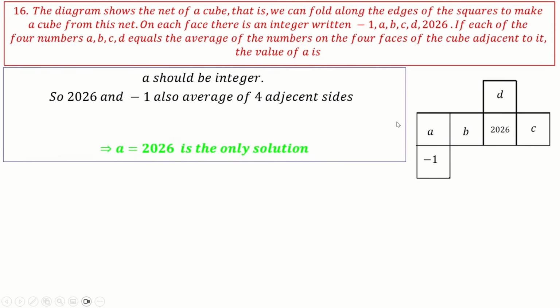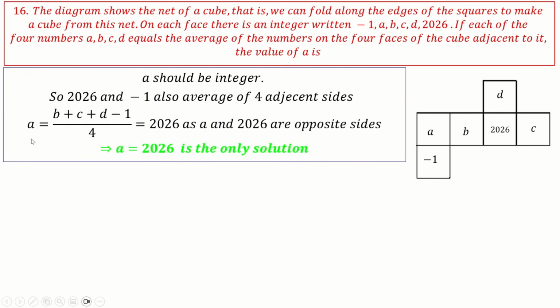So D can be some other value, but you have to assume A and 2026 are equal. Only then you get the answer for A actually. Okay. This information is not given, but it does not mean that both are not equal. Correct? So that is how we should take the extra information from this question, and then you can solve the problem. So A is equal to B plus C plus D minus 1 divided by 4, which is same as 2026 actually. So both are opposite sides. So A is equal to 2026 is the only solution possible.